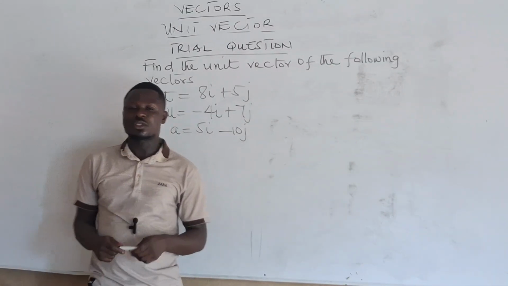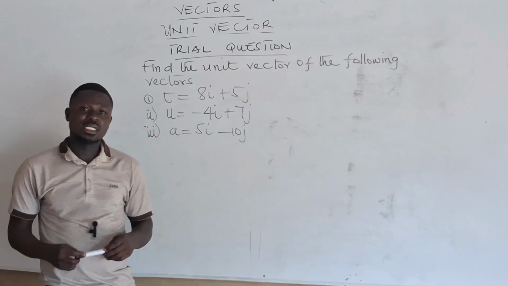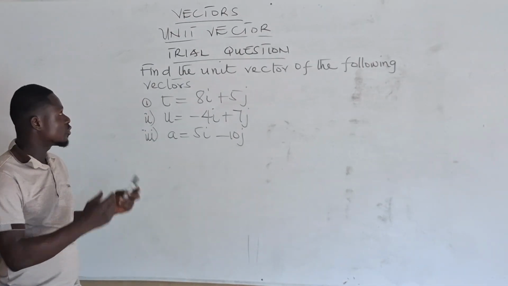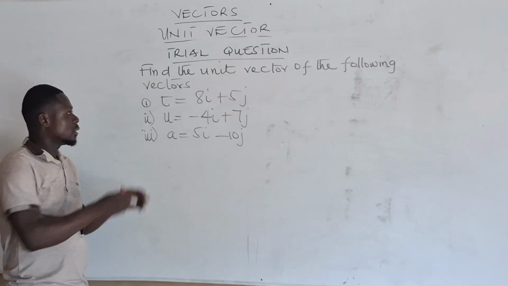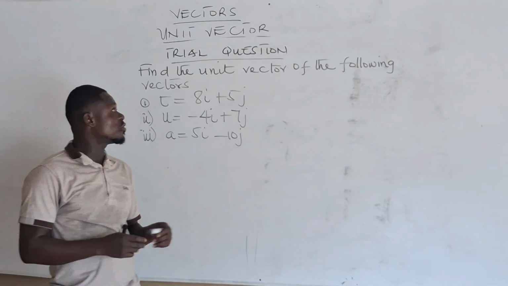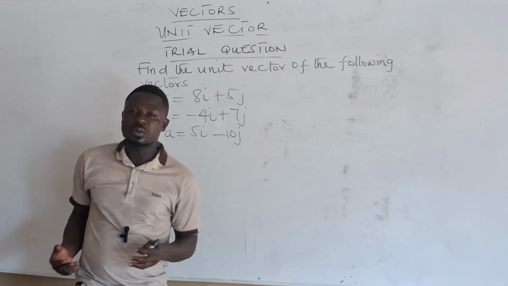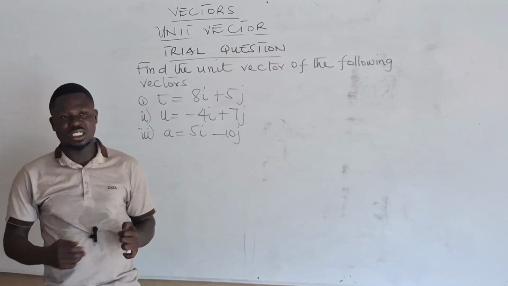Before we bring today's lesson to an end, I would like to give you an assignment or a trial question. The question is on the board. You have to find the unit vector of the following vectors. Solve, put your solution at the comment section.